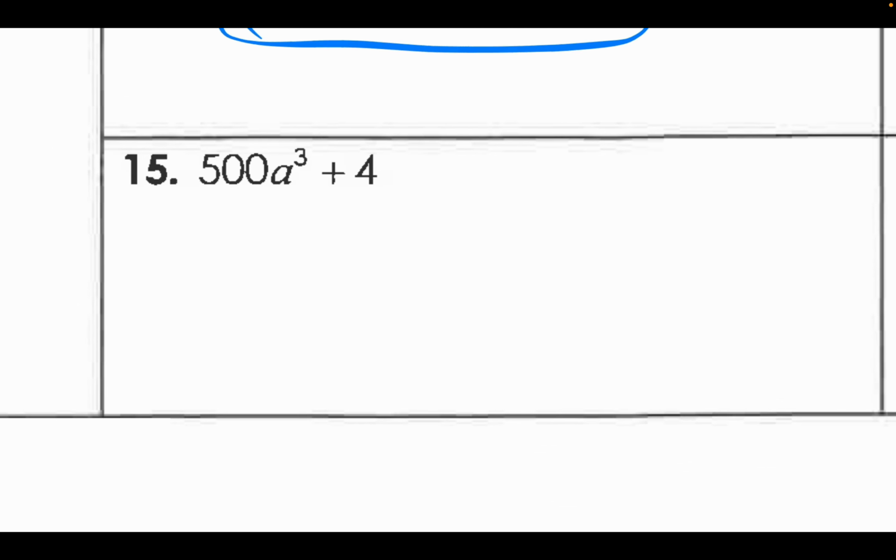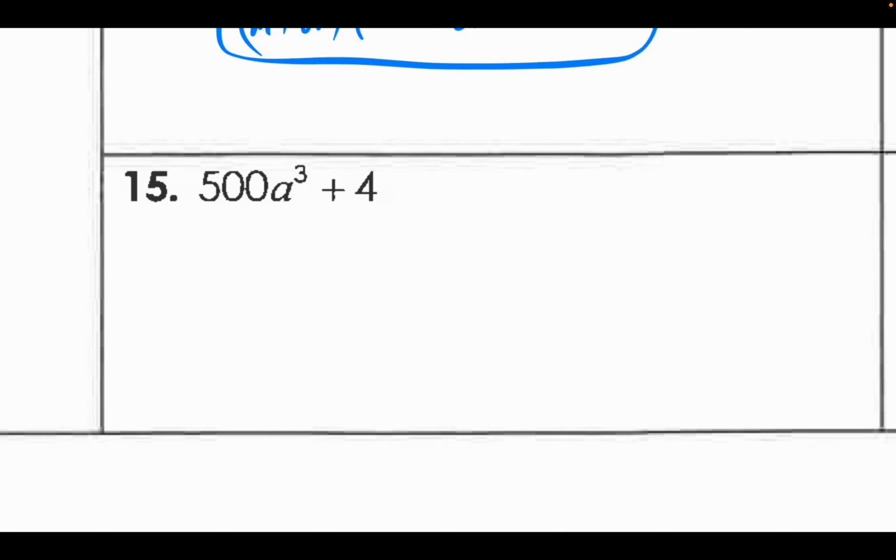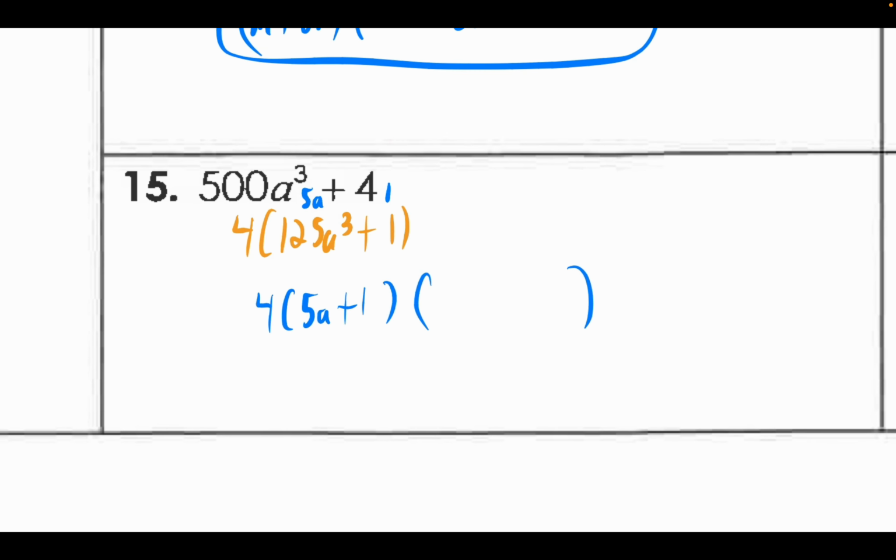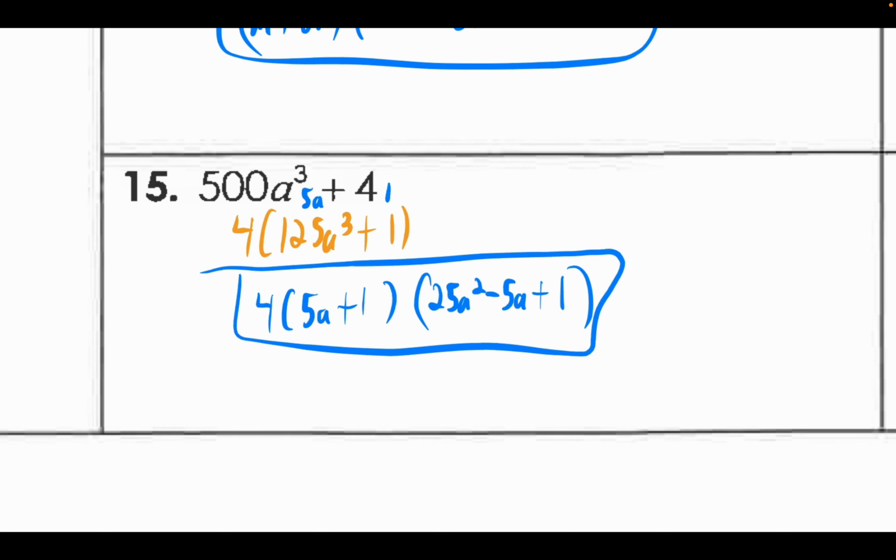Moving on to number 15, 500 is not a perfect cube. 4 is not a perfect cube. A cubed is, but we need to factor a GCF here. Our GCF is 4. And so we end up having 125a cubed, which is a perfect cube, and 1, which is also a perfect cube. So we have 5a and 1 as our cube roots. So 4 will just be written out in front, and then we'll follow our pattern. So we have 5a plus 1, and then 5a squared, which is 25a squared, minus a times b, which is minus 5a times 1, and then plus b squared, which is 1 squared, which is 1. And that would be our answer.